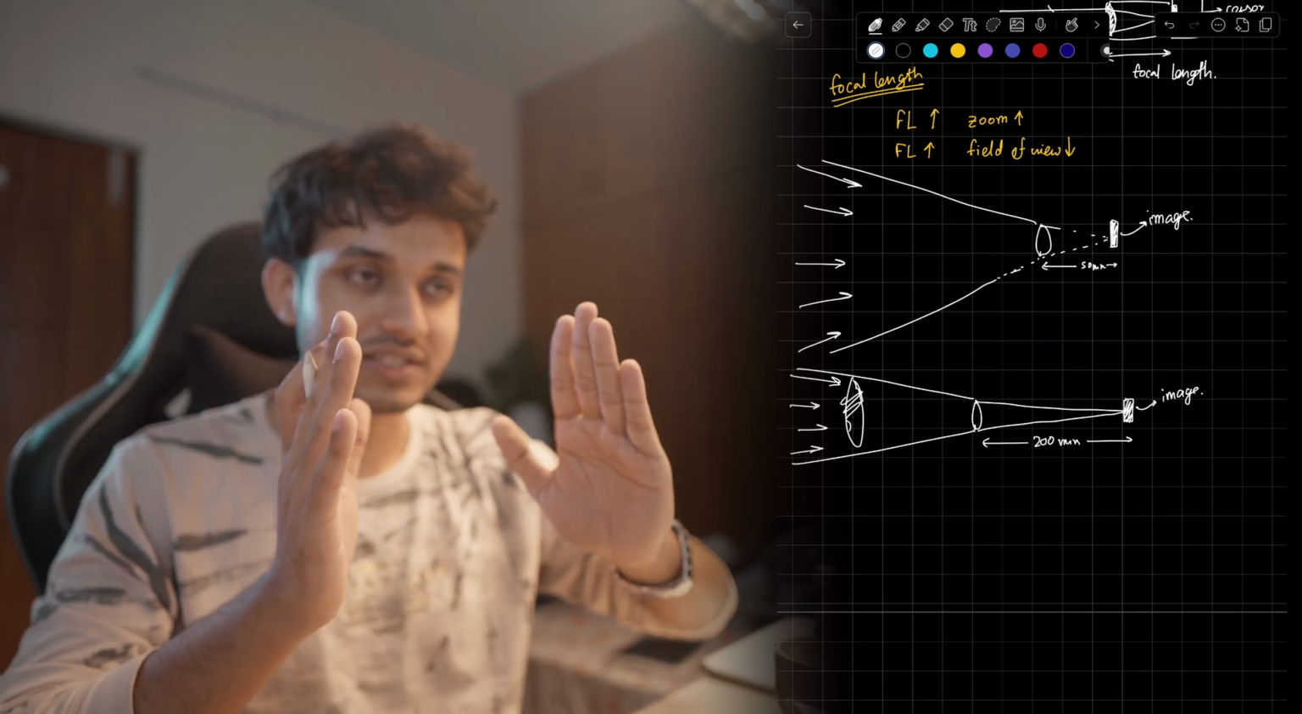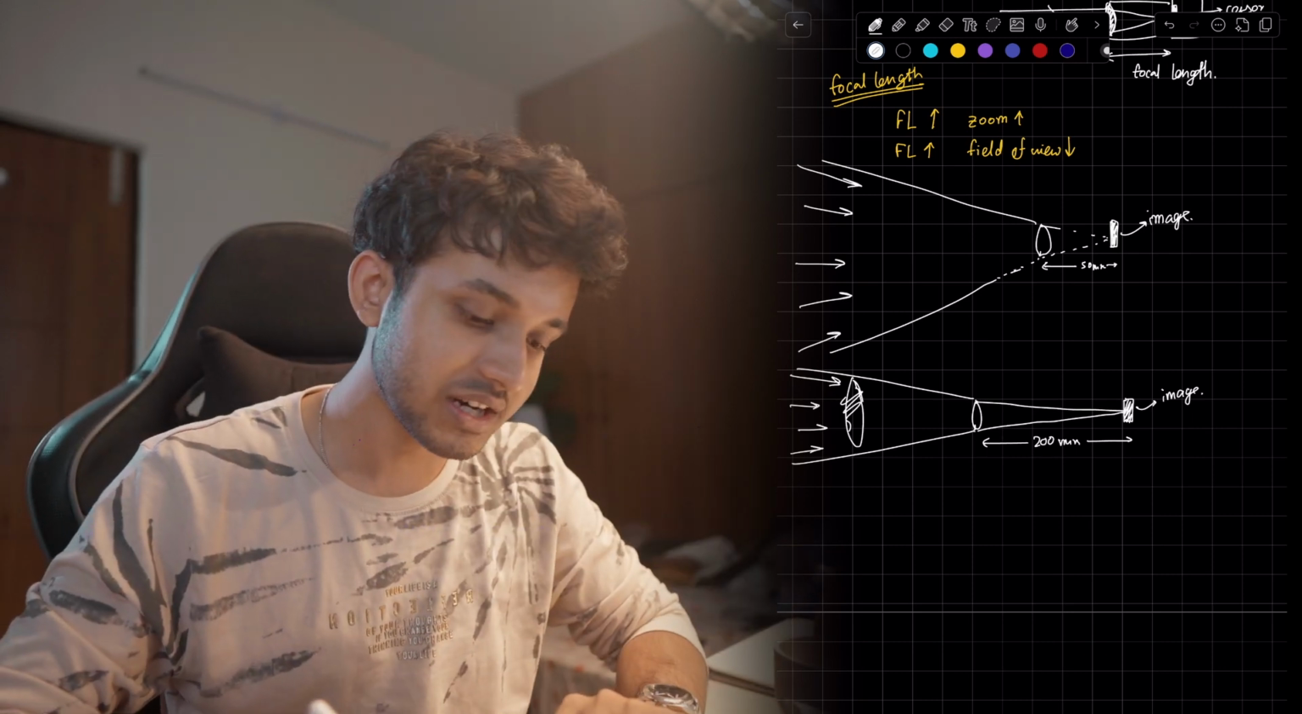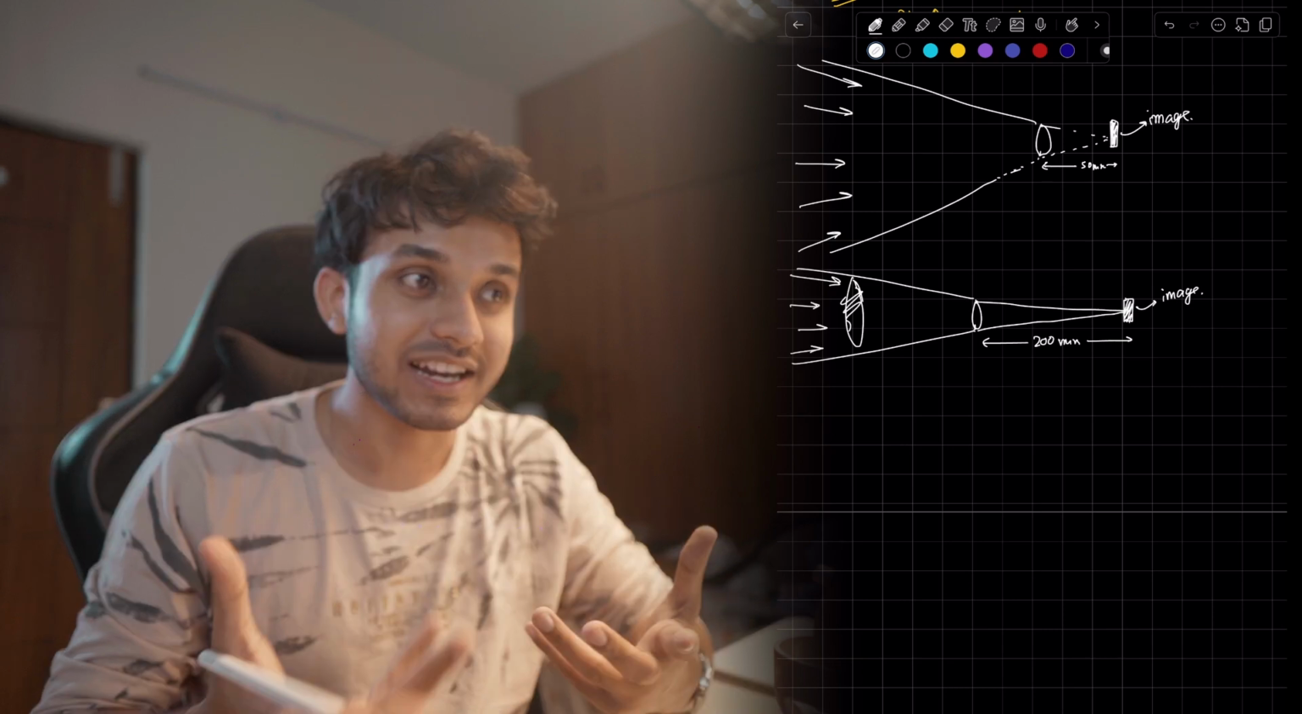And zoom is basically that if I'm only focusing this much of image data, this much of area onto that sensor, it will be much more zoomed in. It's very self-explanatory. So we understand what focal lengths are and what they exactly mean for our images.